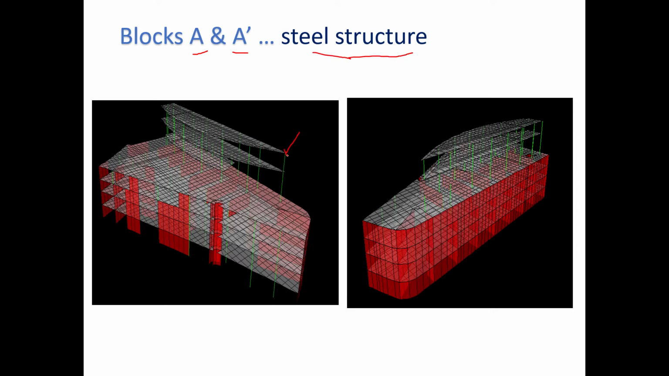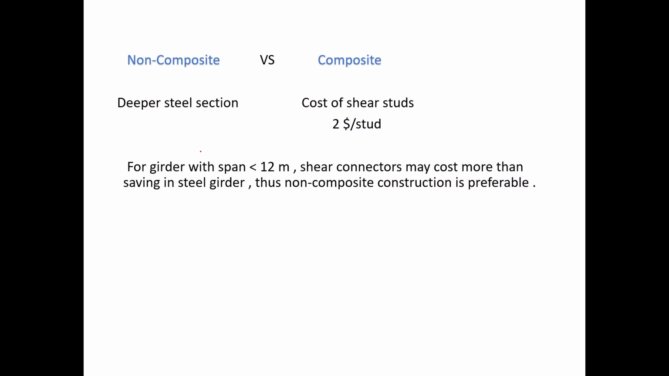So these two structures are only executed as a steel structure because we have a shopping center inside them. Okay, so we also have to check the non-composite versus the composite behavior of steel. We have a deeper steel section selected here, and the cost of a shear stud is $2 per stud.